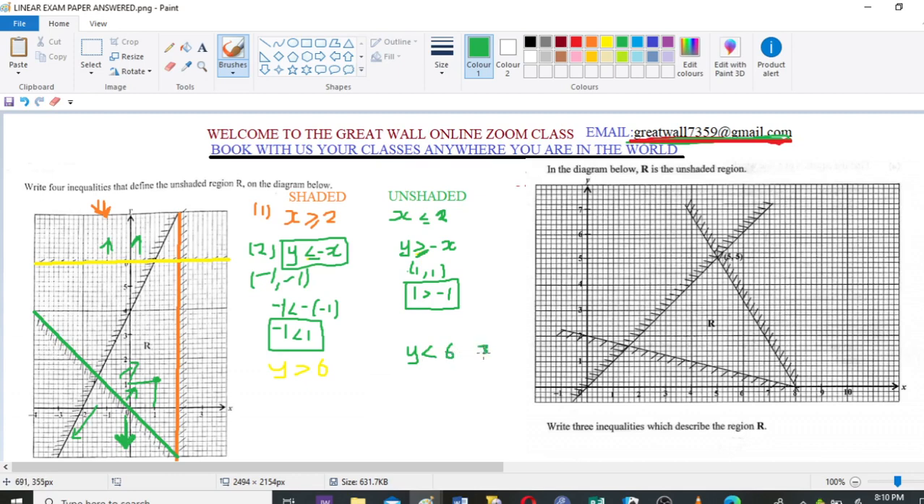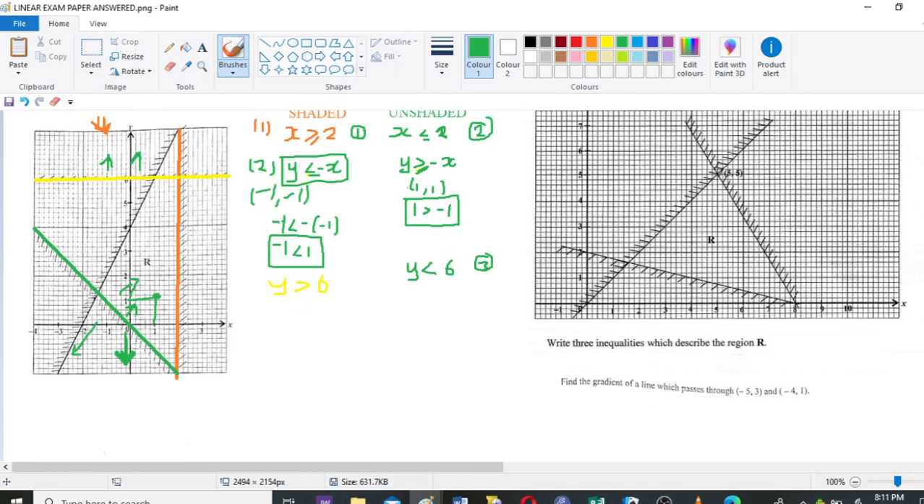So this is our third inequality, right? This was our second inequality, and this was our first inequality. Okay, this was our first. So we can write the third one now, which we can solve. For the third inequality, we can identify the coordinates first. We can get the points.